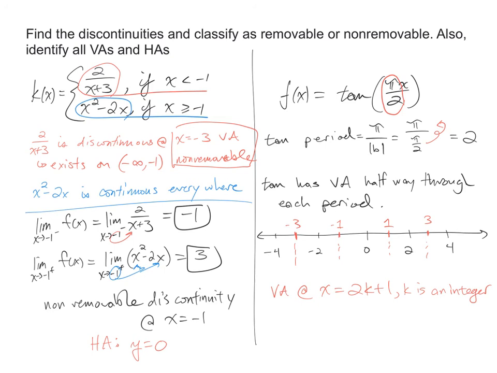And vertical asymptotes are non-removable discontinuities. So there are an infinite number of discontinuities in this tangent function.